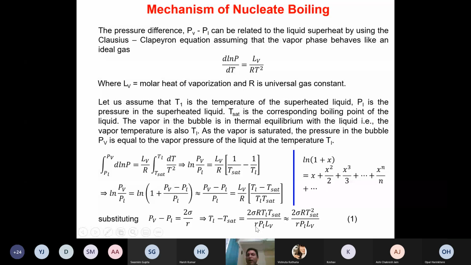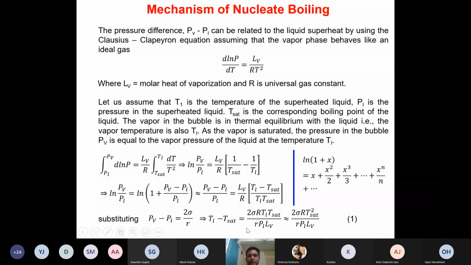Equation number one basically enables me to find out how much excess temperature is required above the saturation temperature in order to form a stable bubble of radius r. Okay, this is what we have seen in the last class. Now let us look at some sample calculations here.